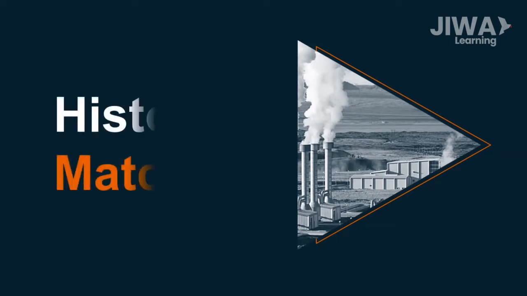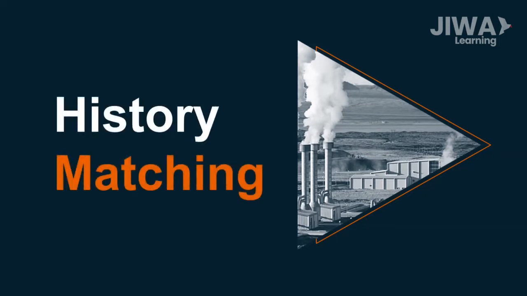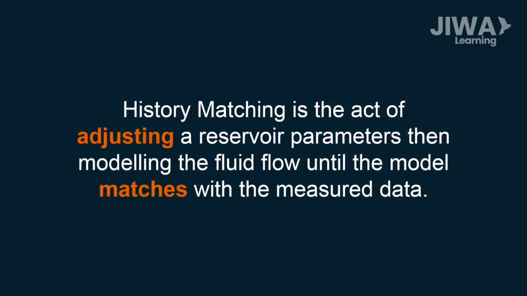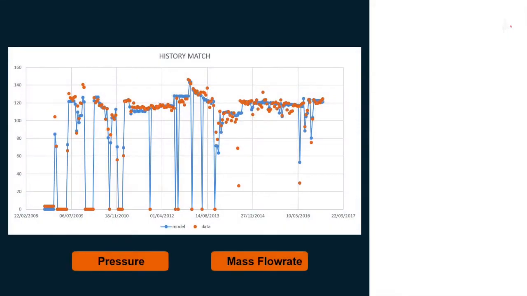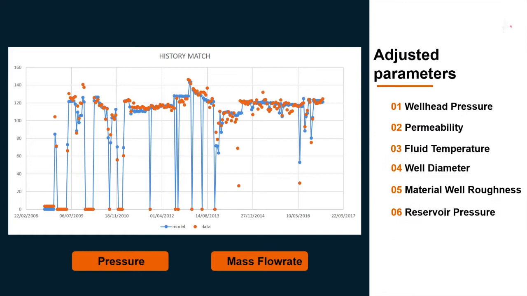Meanwhile, in this video, we will learn more specifically about history matching. Let's get started. History matching is the act of adjusting a reservoir's parameters, then modeling the fluid flow until the model matches the measured data. The data that should be matched are mass flow rate and pressure at a given time. Several parameters can be adjusted, such as wellhead pressure, permeability, fluid temperature, well diameter, material roughness, and reservoir pressure.